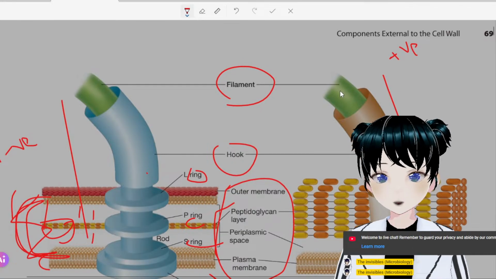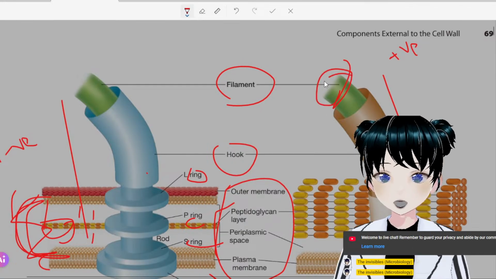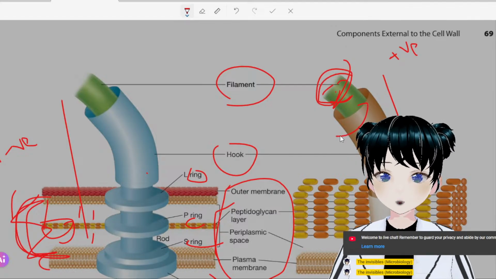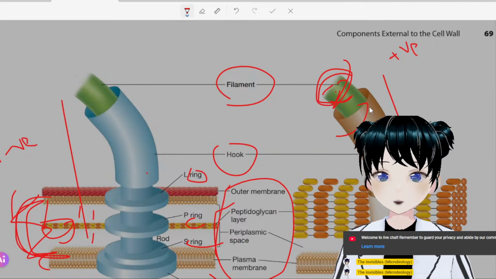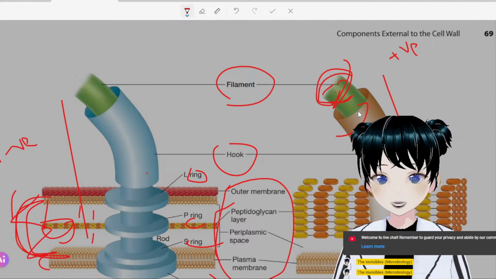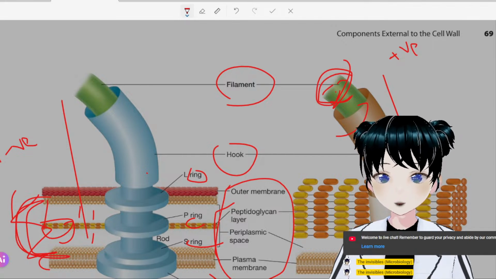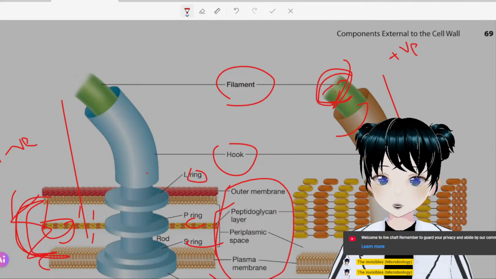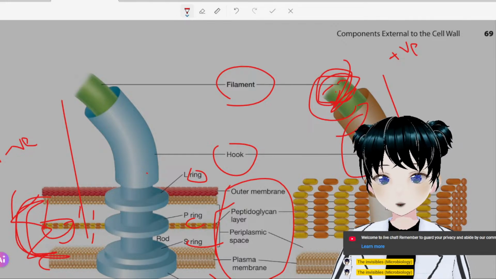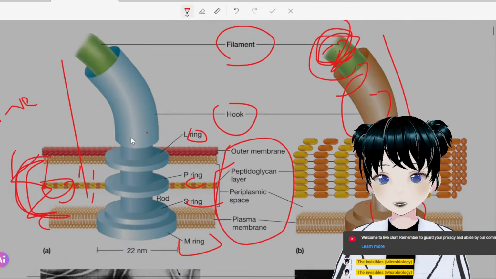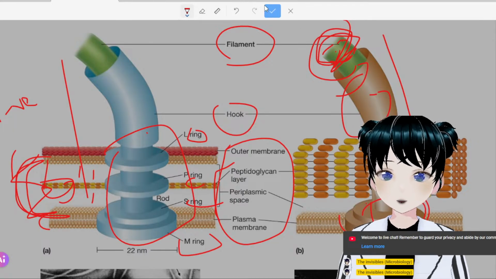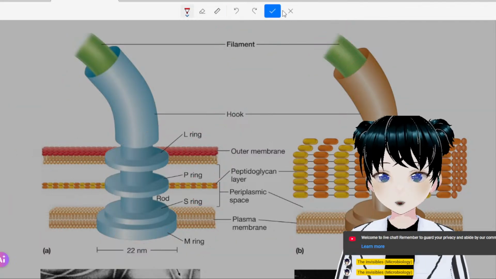Now the first part is filament. We all know what filament is. Filaments are made up of fibers. The second part is hook. It is the smaller part that protrudes out of the cell wall, and it supports the filament and the base. The hook is the part that supports the filament and base together. The last part is base. Now this one has a lot of rings. This one has only one ring, so it's simple.